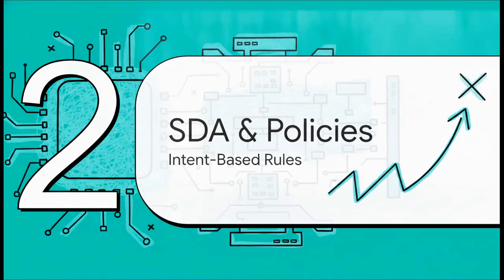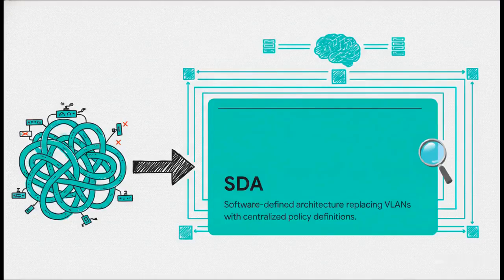Moving on to Section 2, SDA and policy definitions, shifting from manual VLANs to intent-based rules. Software-defined access, or SDA, is the absolute game changer here. In a legacy setup, keeping different departments secure meant manually configuring VLANs on every single switch across your campus. Super tedious and incredibly prone to human error. Well, SDA completely axes that need. Instead, you use intelligent, centralized policy definitions. You tell the network what you want to happen, and the architecture makes it happen across this highly intelligent fabric.